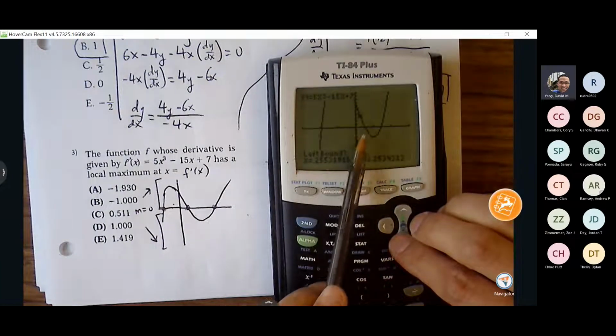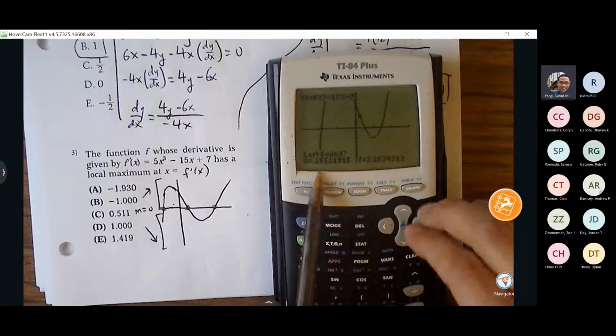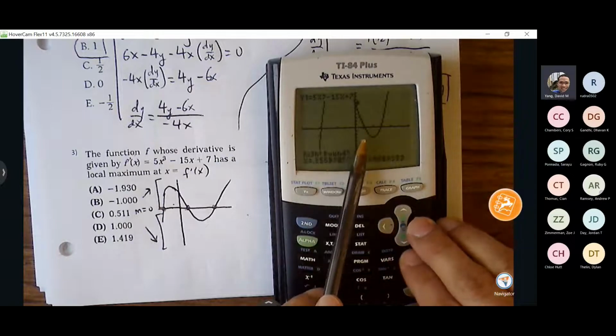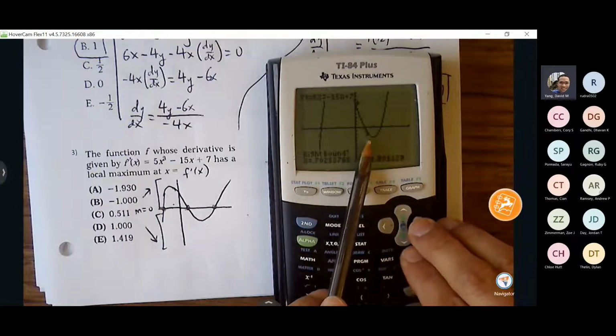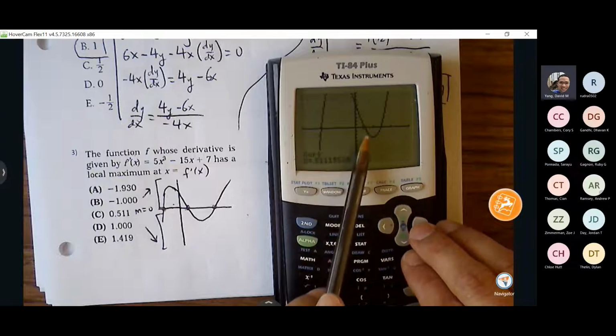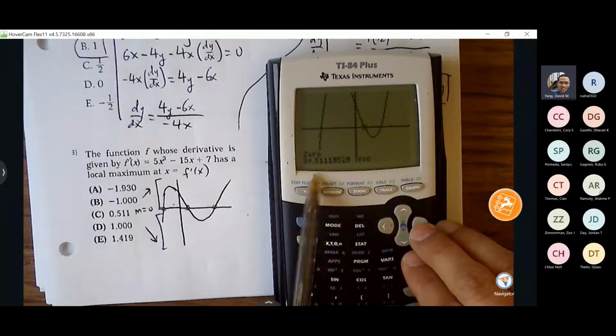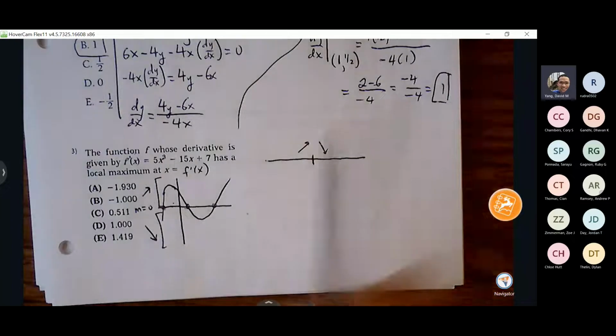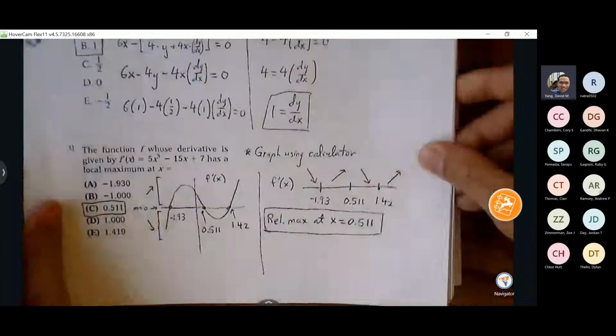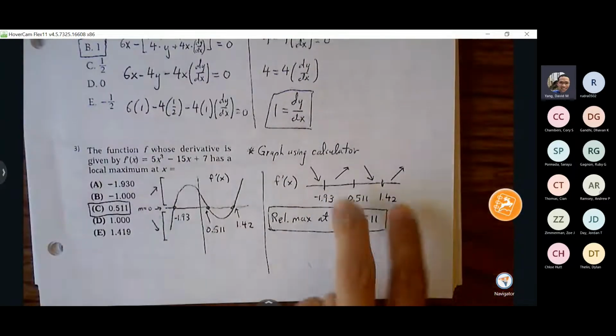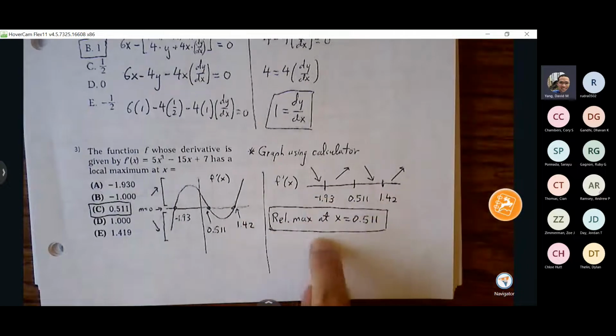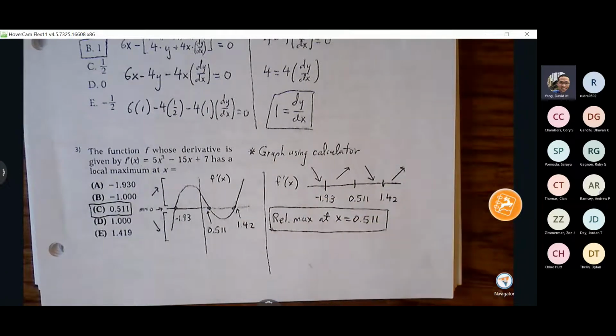So I'll pick a point to the left of the x-intercept, hit enter. Pick a point to the right of the x-intercept, hit enter. Hit enter again. It zeroes in on 0.511. So 0.511 is going to be the only point where there's a relative max. I found the other points as well, but really the relative max is only going to occur at 0.511.